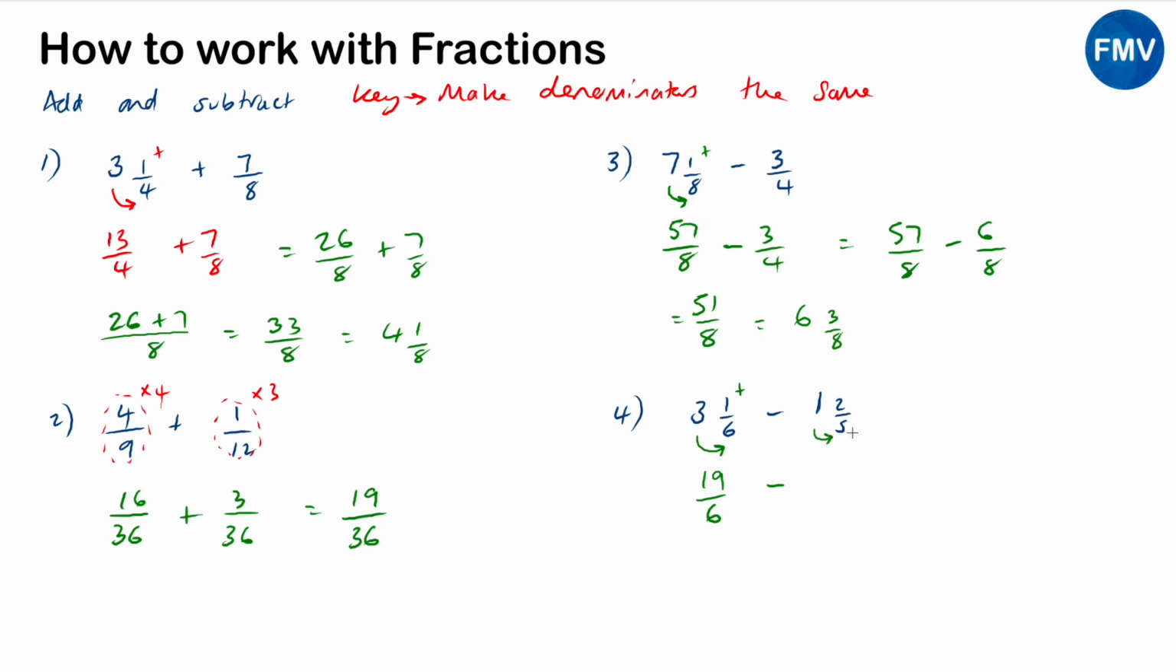minus 1 times 5 is 5, add the 2 is 7, so that's 7 over 5. We need to make these with a common denominator, so that'll be out of 30. So I multiplied this fraction by 5, and 19 times 5 is 95. I multiplied this fraction by 6, and 7 times 6 is 42. So now I have 95 minus 42, which is 53. And that's over 30. The last thing to do now is make that a mixed number. So 30 goes into there once, remainder 23 over 30, and that's done.